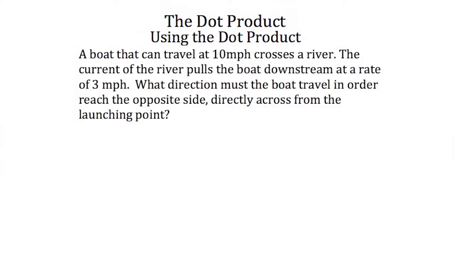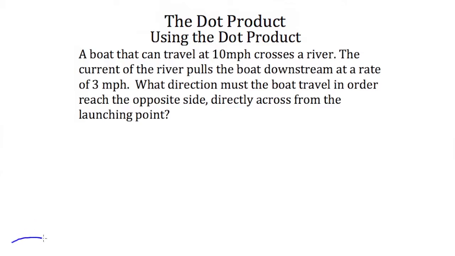So now let's try using the dot product to do some problem solving. Here we're told that a boat, which can travel at 10 miles per hour, crosses a river. The current of the river pulls the boat downstream at a rate of 3 miles per hour. So what direction must the boat travel in order to reach the opposite side directly across from the launching point?